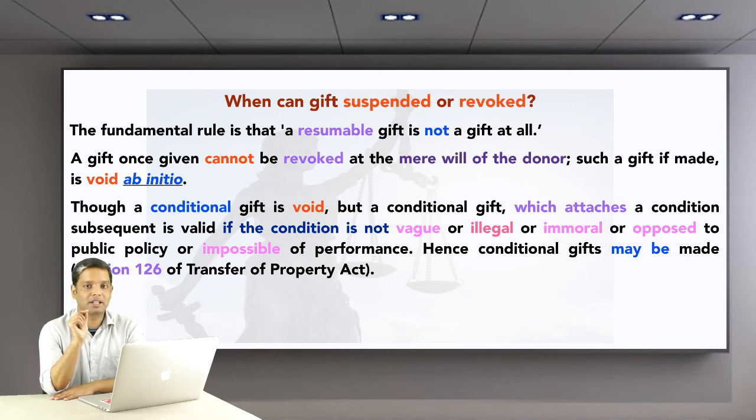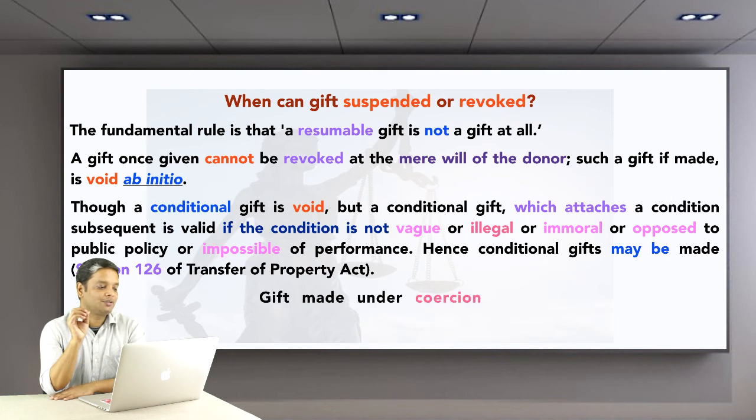Nevertheless, one point more that is not discussed in our previous video, that is vague. Vague means something that is not clear. Whatever terms and conditions you are giving, it is not clear what you are basically looking for. So it has to be clear what exact terms and conditions you are putting. In that condition, the gift may be valid.